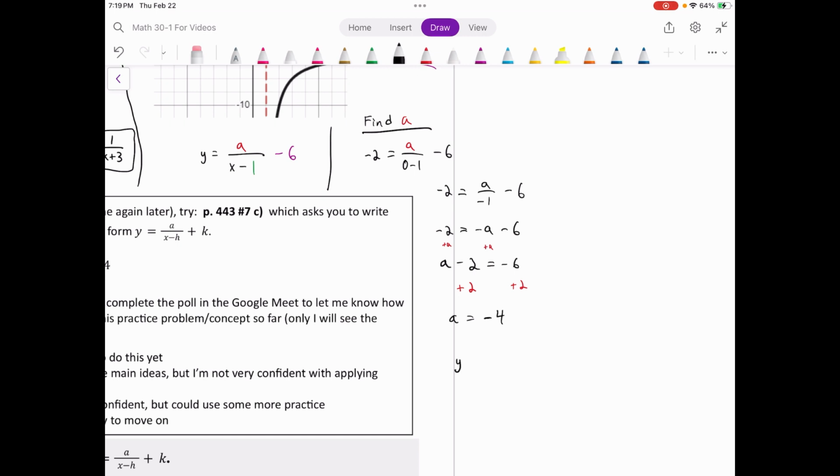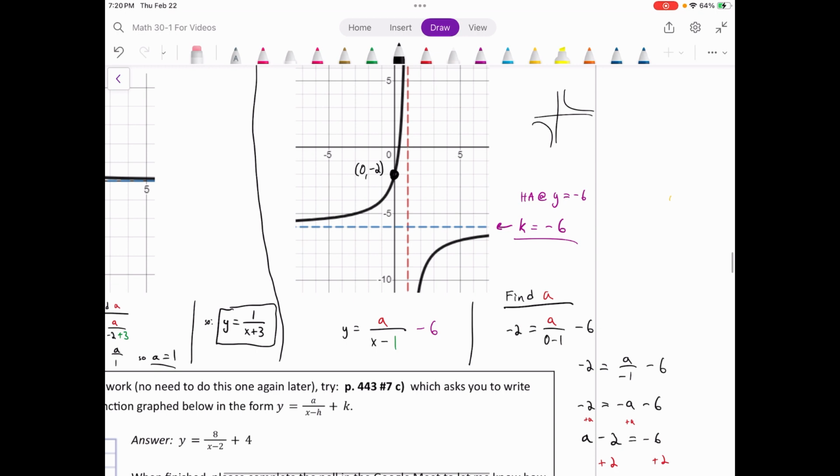A is negative. So that means putting it all together, our equation is y equals a, we now know is -4, over x minus h, we know h is 1, plus k, and we know k is -6. And there we go. That is the equation for this rational function. It's y equals -4 over x minus 1, minus 6. If you put that into your graphing calculator, you will see something that looks exactly like this.